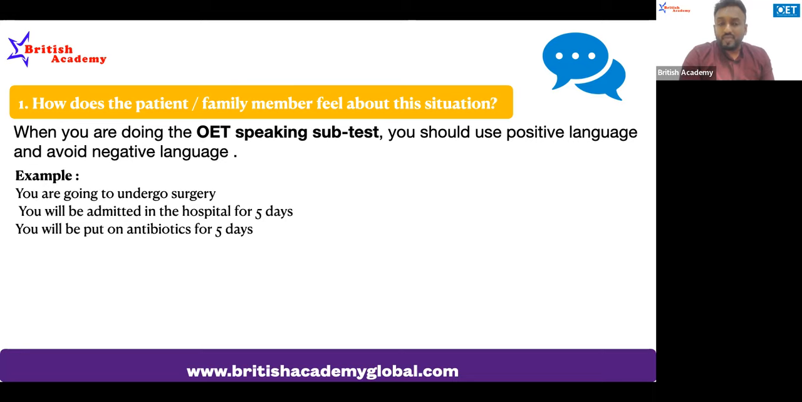For example, if you tell a person that you're going to undergo surgery, the patient may not feel much better. You will be admitted in the hospital for 5 days. The patient may feel sad. You will be put on antibiotics for 5 days. There may be a patient who doesn't like medicines. How can you convert this into a positive language?